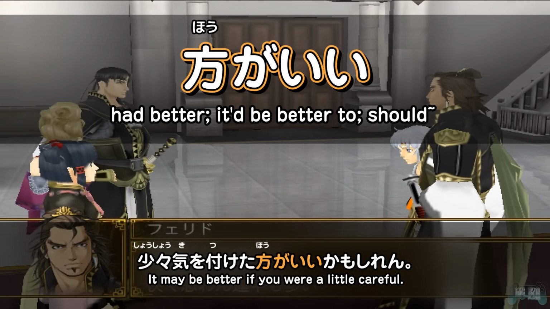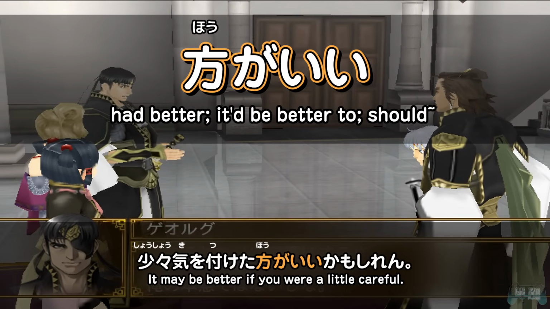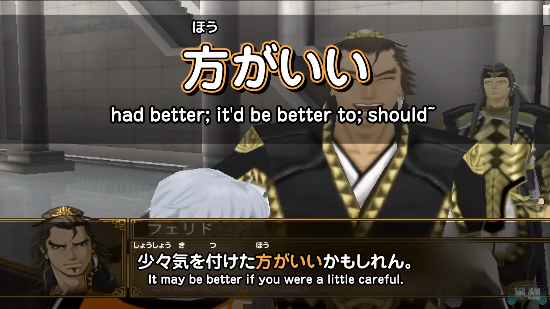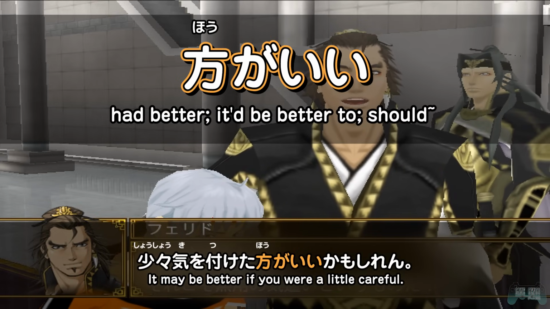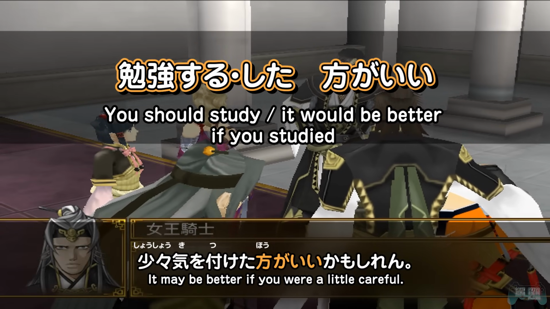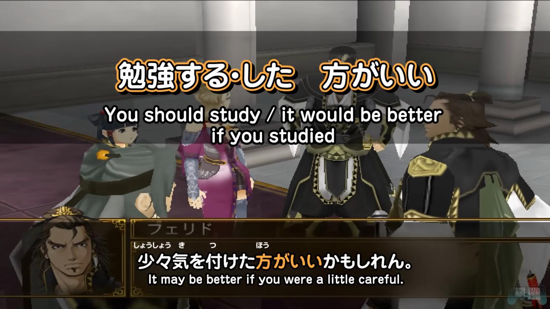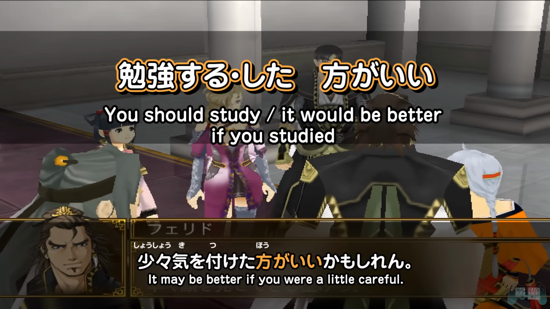So now we're moving on to how to express that it would be better if you did a certain action. Here, following a verb in any tense, you put 方がいい to show that it would be better if you did that action. 勉強する方がいい, you should study, or it would be better if you study. Or perhaps you were in a dangerous place and it would be better if you were more careful.